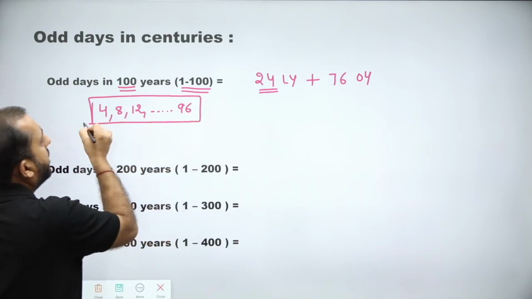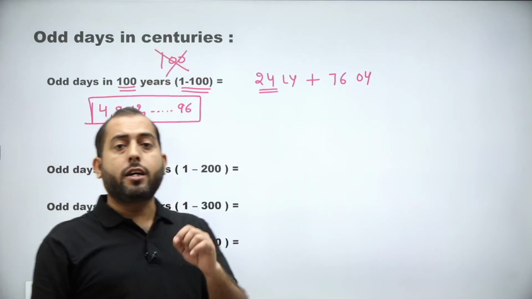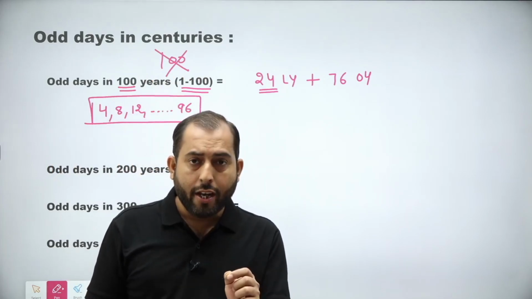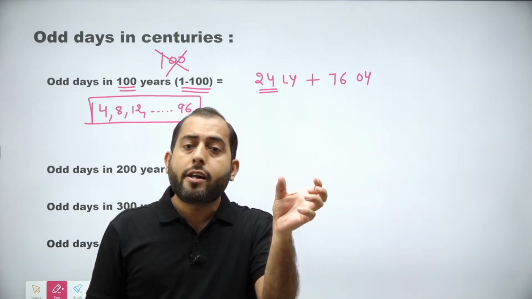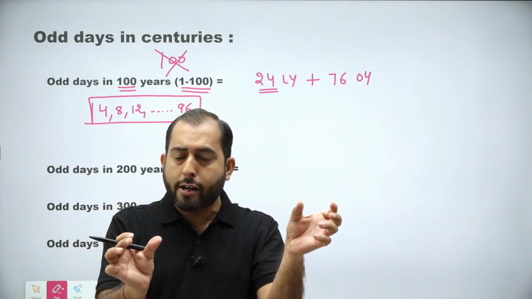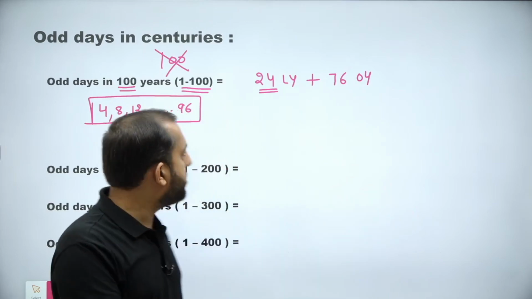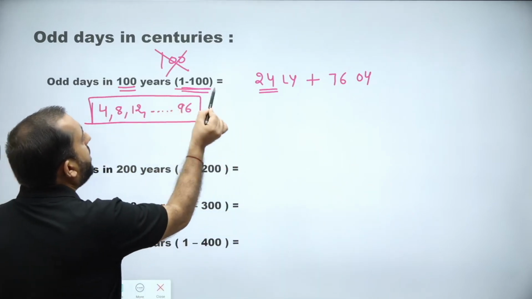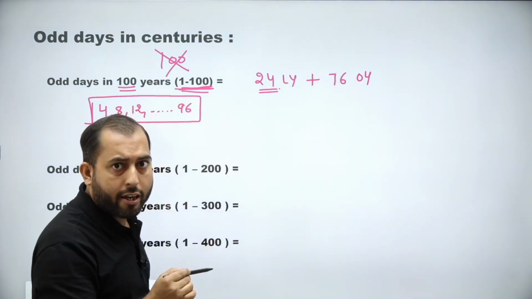The year 100 is not leap, because the year 100 is a century, and in the case of a century we divide by 400. The number 100 is not divisible by 400. That is why the year 100 was not a leap year. Hence, in 100 years, 24 leap years and 76 ordinary years are present.